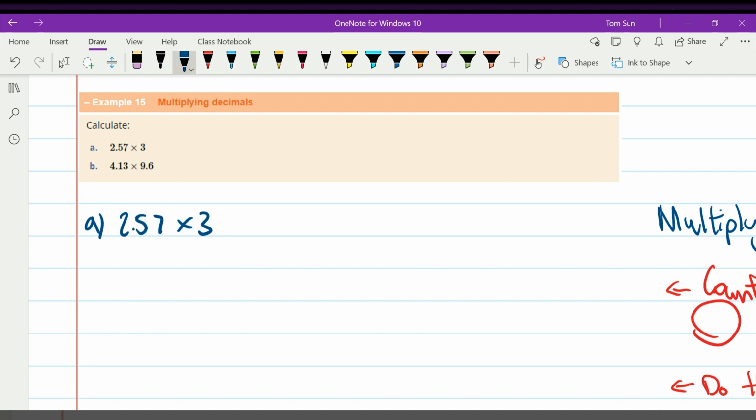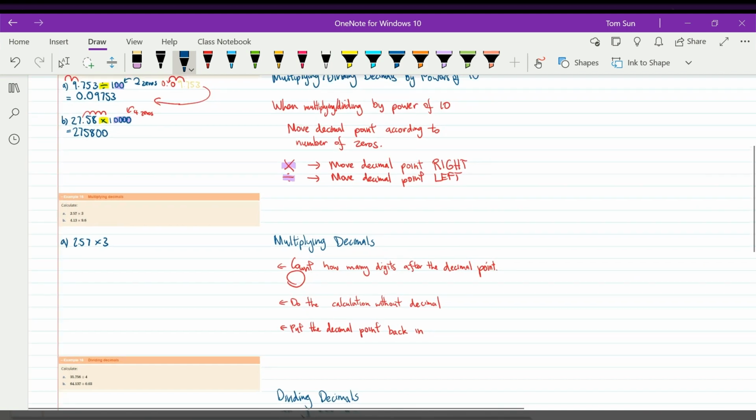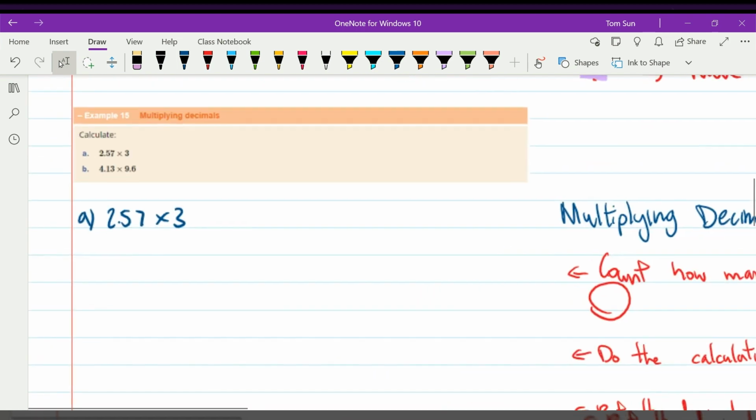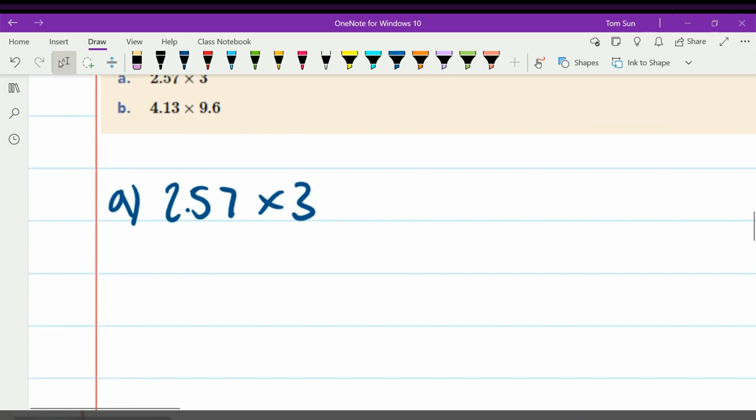2.57 times 3. When multiplying decimals, your goal is to try and do the vertical algorithm without the decimal point and understanding how to put the decimal point back. So first you have to take the decimal point away and understand what's being affected. Then after you've done the vertical algorithm, put the decimal point back the way that it should be. So here, I'll show you what that looks like.